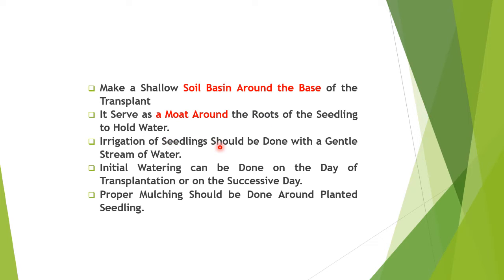Irrigation of seedlings should be done with a gentle stream of water. Initial watering can be done on the day of transplantation or on the successive day. Proper mulching should be done around the planted seedlings.